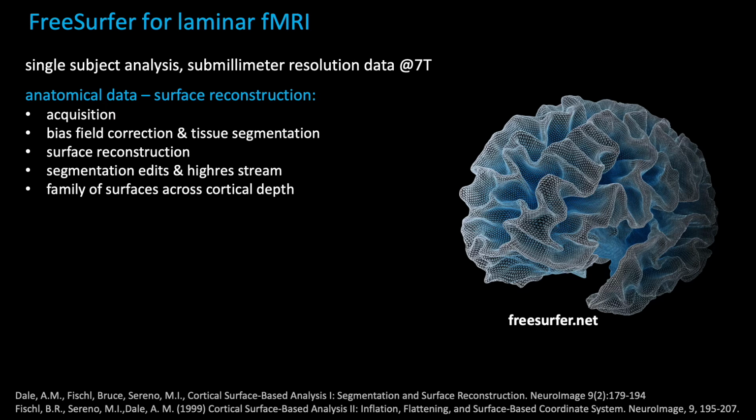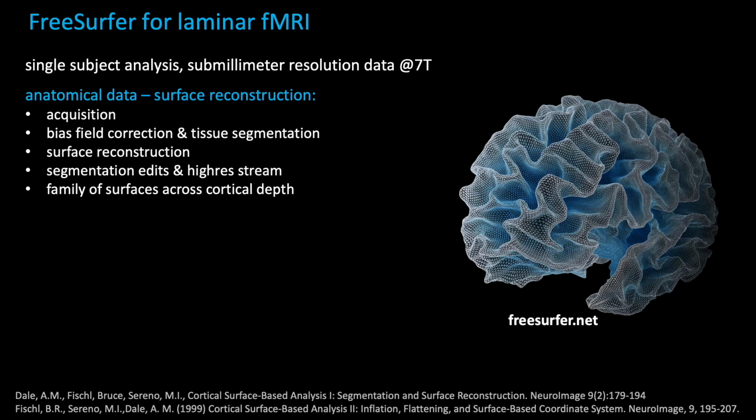So we're going to start with anatomical data processing for surface reconstruction. First, I'm going to talk a little bit about the acquisition, just because it's been mentioned here already that there are different types of acquisition used for this anatomical reference data. And I'm actually using multi-echo MPRAGE. So I wanted to talk a little bit about that. Then we're going to talk about the bias field correction and also tissue segmentation.